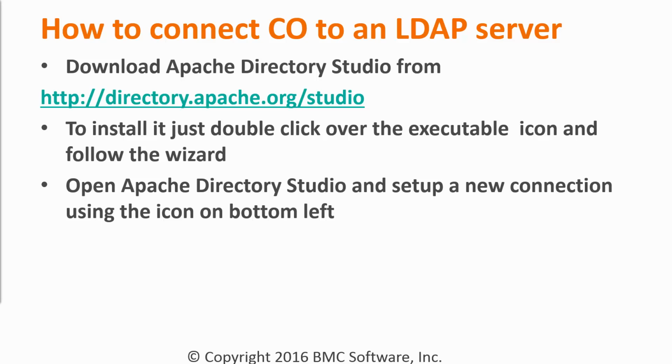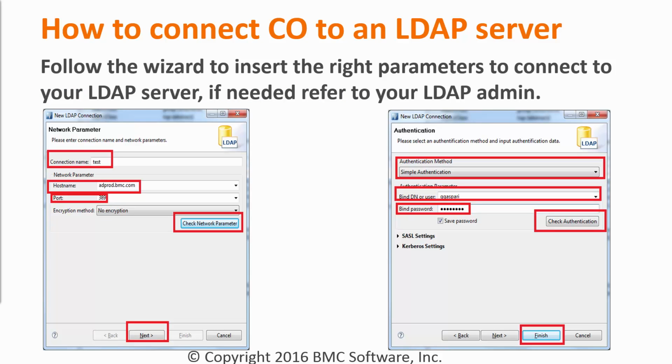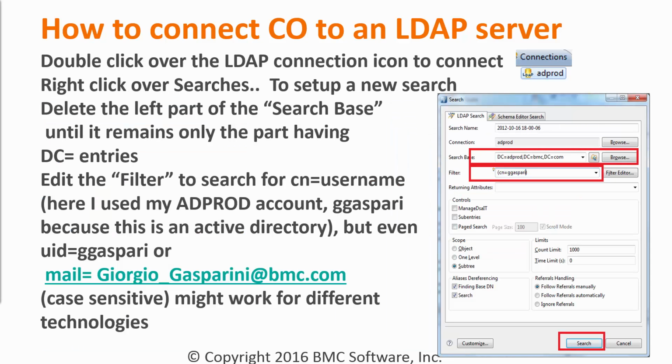insert the correct settings. To do this, the best way is to download the Apache Directory Studio and install it. Then create a new connection using the icon in the Apache Directory Studio to connect it to the LDAP server. Insert the name, hostname, port, and a valid user and password. Once you're in the LDAP and connected, you can try to search.